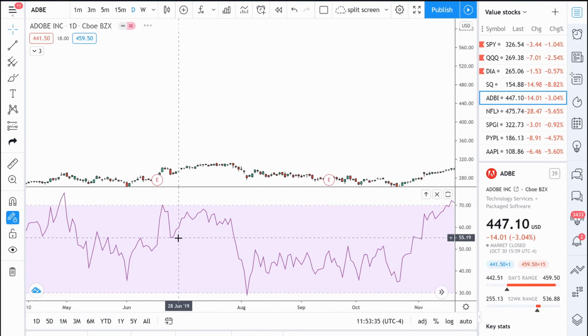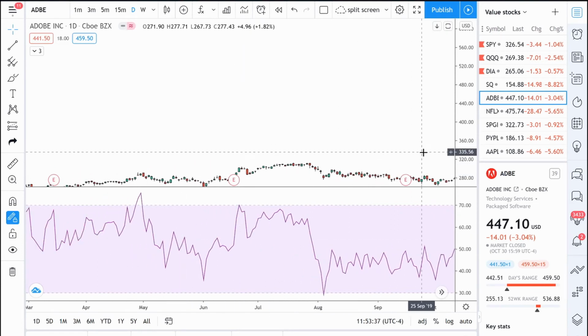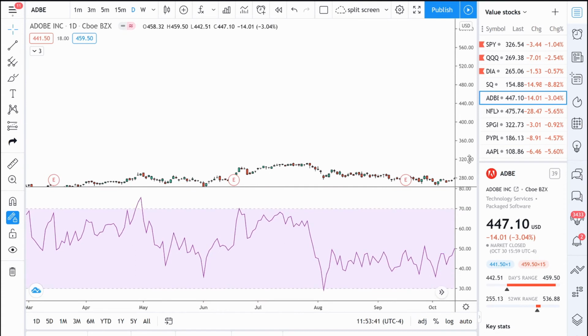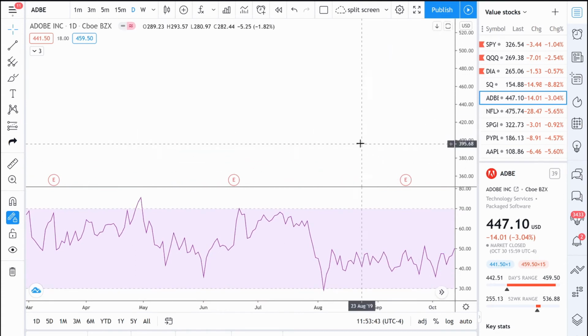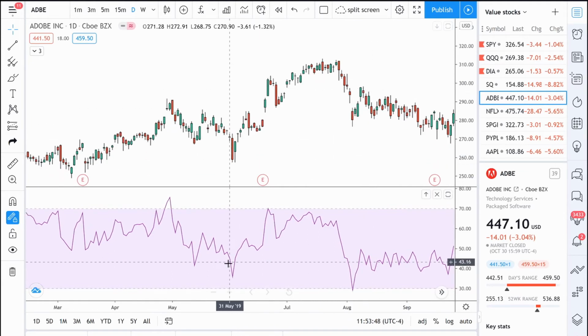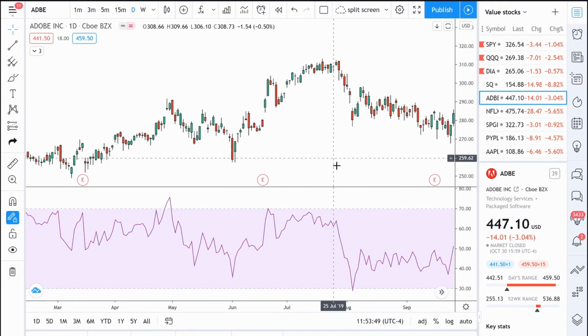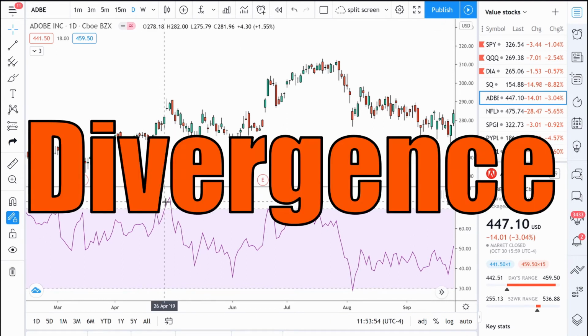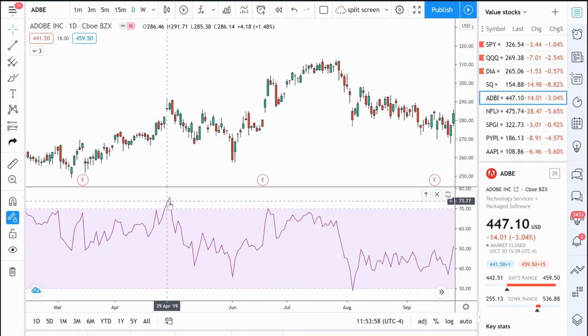So we could keep looking back. Let's look a little bit before the coronavirus. Let's look right over here, okay? So, whoops, we don't want to zoom that in. We want to zoom this in. There's something really important I want to show you because this isn't foolproof, all right? It's not perfect, but there's something called divergence, and that's what you really want to look for. But right now, we'll just see one more example.